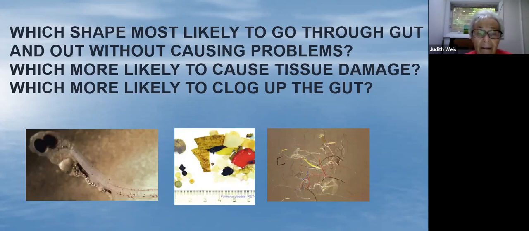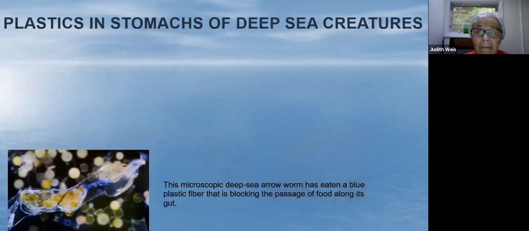I think you don't have to think too hard to see that here we have spheres that are smooth that can go right through and out pretty easily, whereas the fragments have sharp edges and could indeed cause damage to the tissues. And here you have a mess of fibers which can easily clog up the gut. So there are big differences among the different shapes of microplastics.